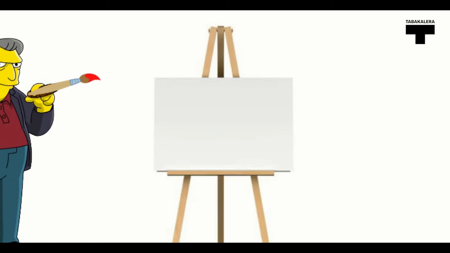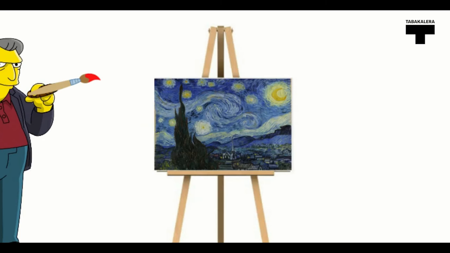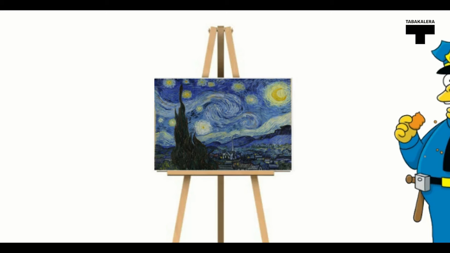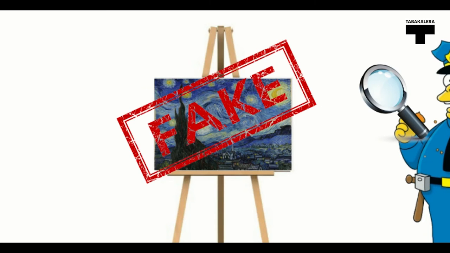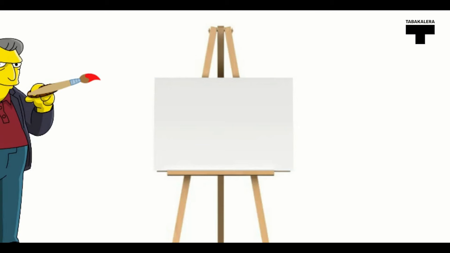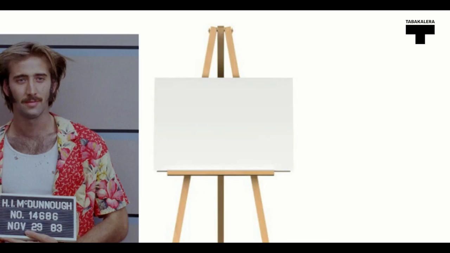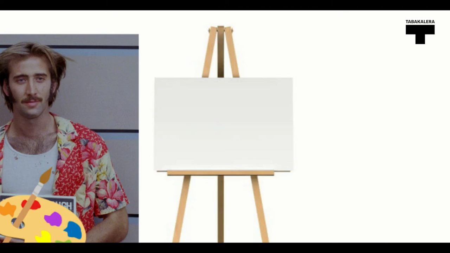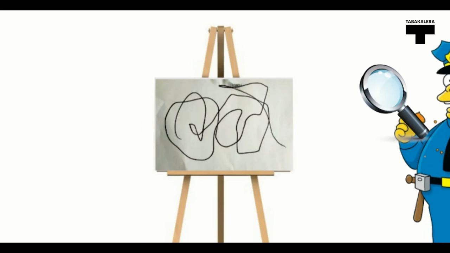For example, they want to make fake Van Gogh paintings and pass them off as the genuine article. And our detective isn't just any old detective either. They specialize in art. And their job is to examine paintings and decide whether they are fake forgeries or genuine. So to start with, our criminal isn't very competent. They're just starting out in their criminal career. They're lacking experience, and this is reflected in their artistic ability. Their forgeries aren't very convincing.